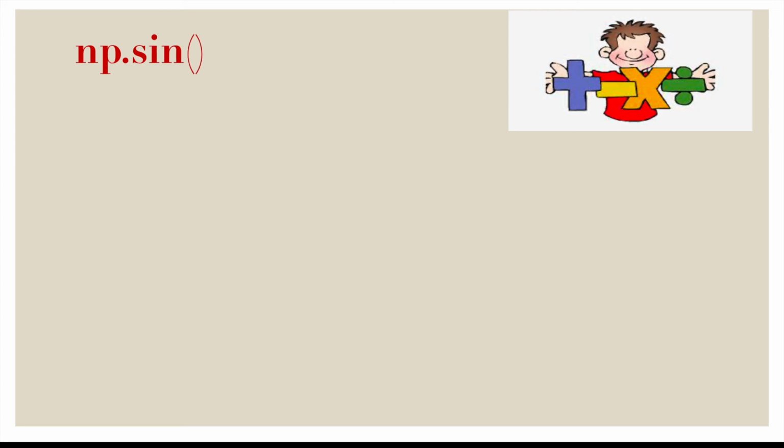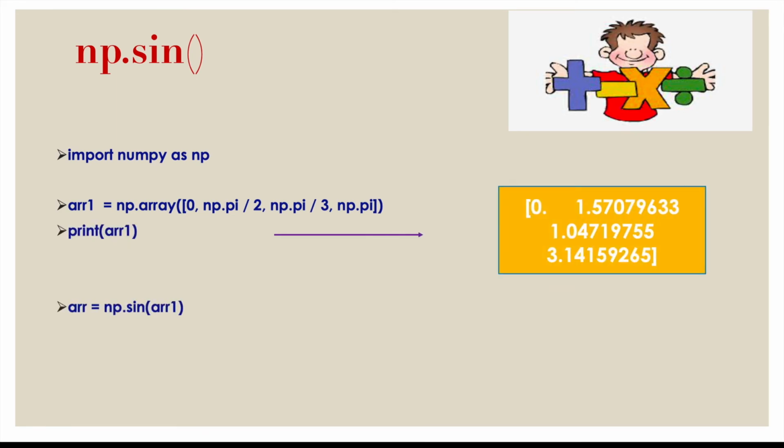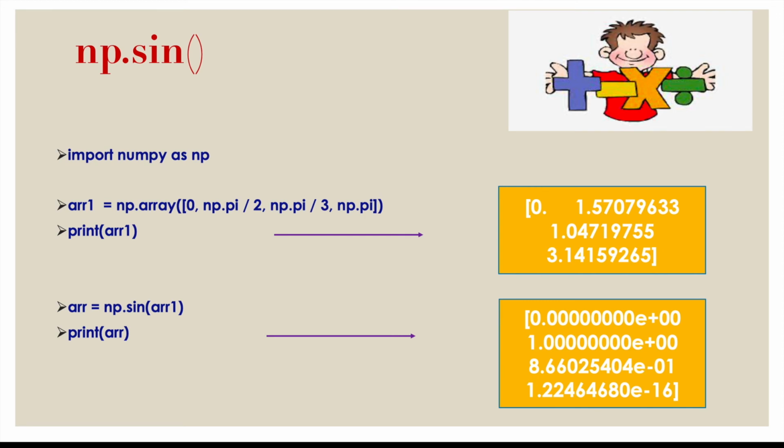Now let's have a look at numpy's sine function. This mathematical function helps the user to calculate the trigonometric sine for all the elements of an array. So first we import numpy as np, we create our first array, then we call the numpy sine function and then we pass array 1 to it as an argument. So we are going to get the trigonometric sine values for all the elements of the array passed.